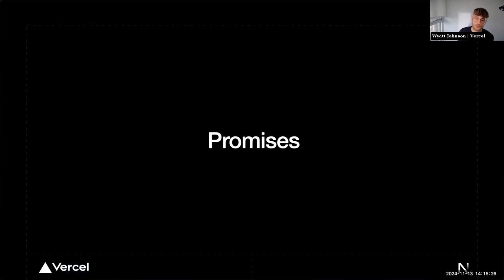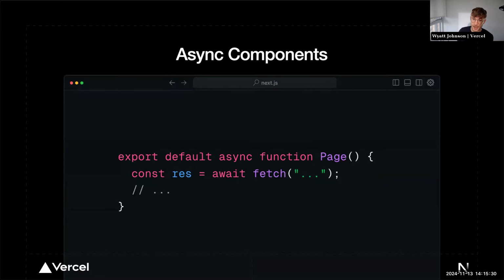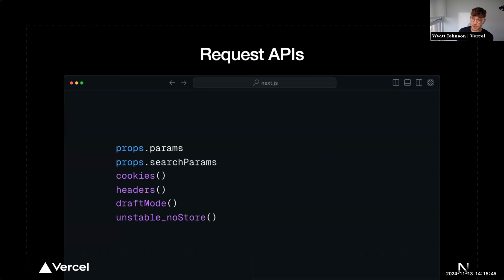The answer? Promises. Developers are already really adept at managing promises. And with the advent of React Server Components, for the first time, users could write async components, allowing data fetching to be co-located, all while using native APIs that we're already familiar with, such as fetch. So let's take a look at our request APIs.